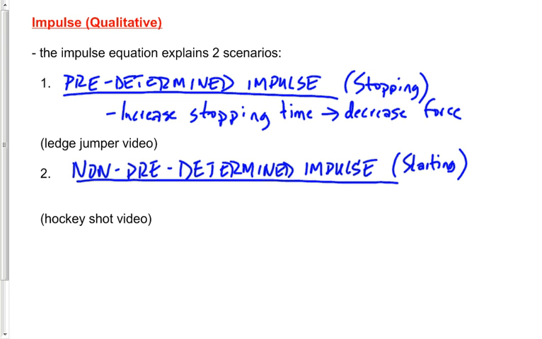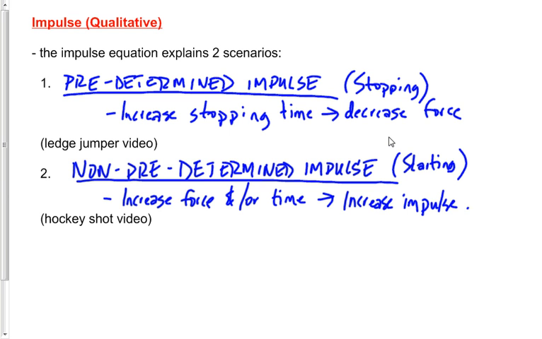A baseball, the same thing. When you're hitting it, you control how much impulse that baseball gets. Even when you're pitching it, you control how much impulse that baseball gets. Some people pitch the ball faster than others, which means that they've given the ball more impulse. When you're starting an object, that's when we have a non-predetermined impulse. The idea here is that you increase force and or time, and that's going to increase the impulse.